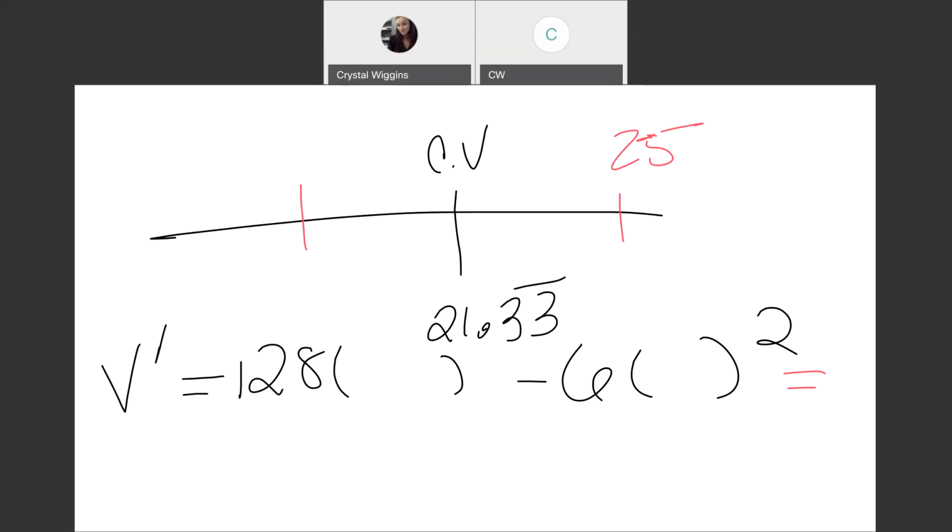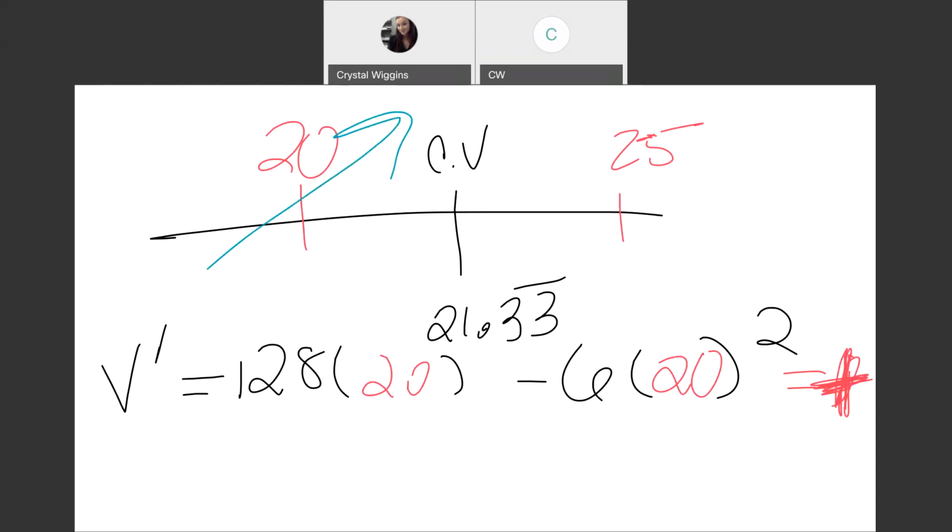So unfortunately, I can't use my easy 0. I have to use something else. So I'm going to use 20. Okay, let's try this with 20 this time. So if we put this in our calculators, 128 times 20, subtract 6 times 20 squared, and we get a positive 160. Again, who cares that it's 160? What matters is that it's positive.